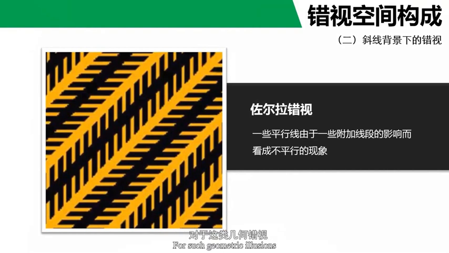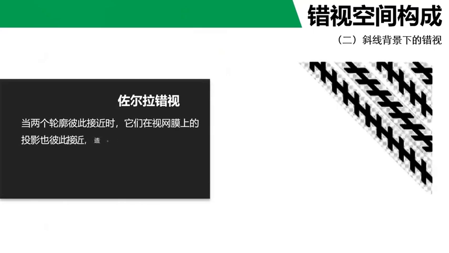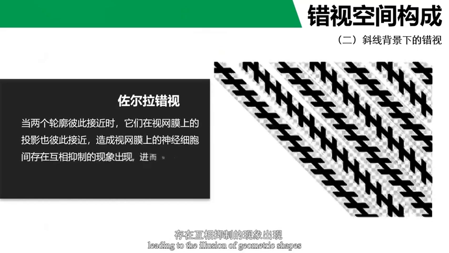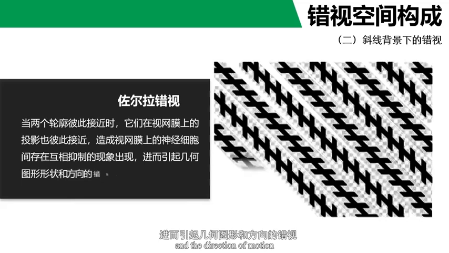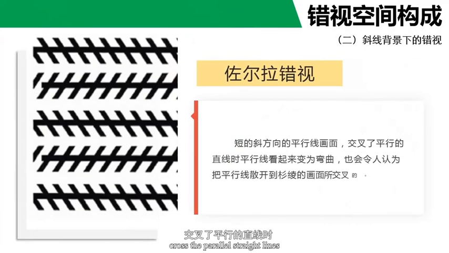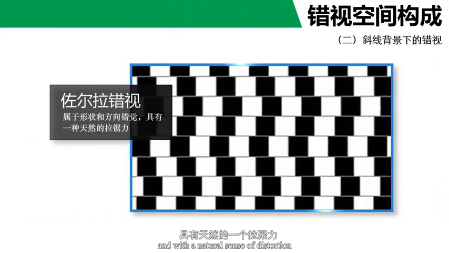For such geometric illusions, neurophysiological theory suggests that when two contours are close to each other, their projections on the retina are close, causing mutual inhibition between the nerve cells on the retina, leading to the illusion of geometric shapes and the direction of motion. In the figure, we can see when the parallel oblique lines cross the parallel straight lines, the parallel lines appear curved. In fact, they are all illusions against the background of lines, and with a natural sense of distortion.